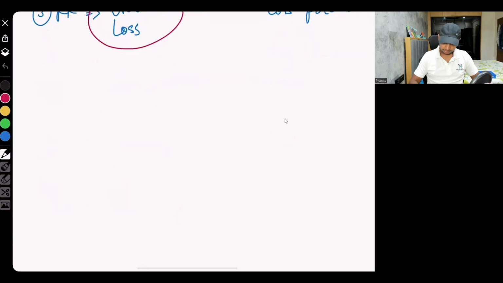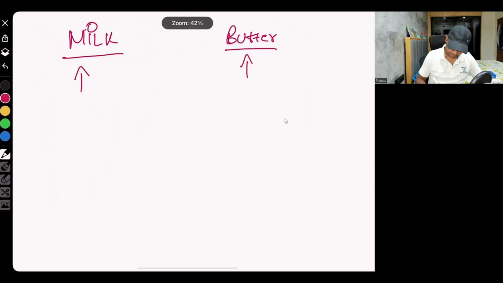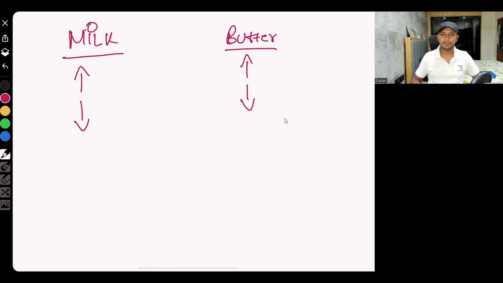Now, one last thing that I would like to cover before ending this session: when it comes to the call option, it is just like milk and butter. If the value of milk goes up, the value of butter goes up. If the value of milk comes down, the value of butter also comes down. Whereas a put option is exactly different, and that is exactly what I'm going to cover in the next episode.